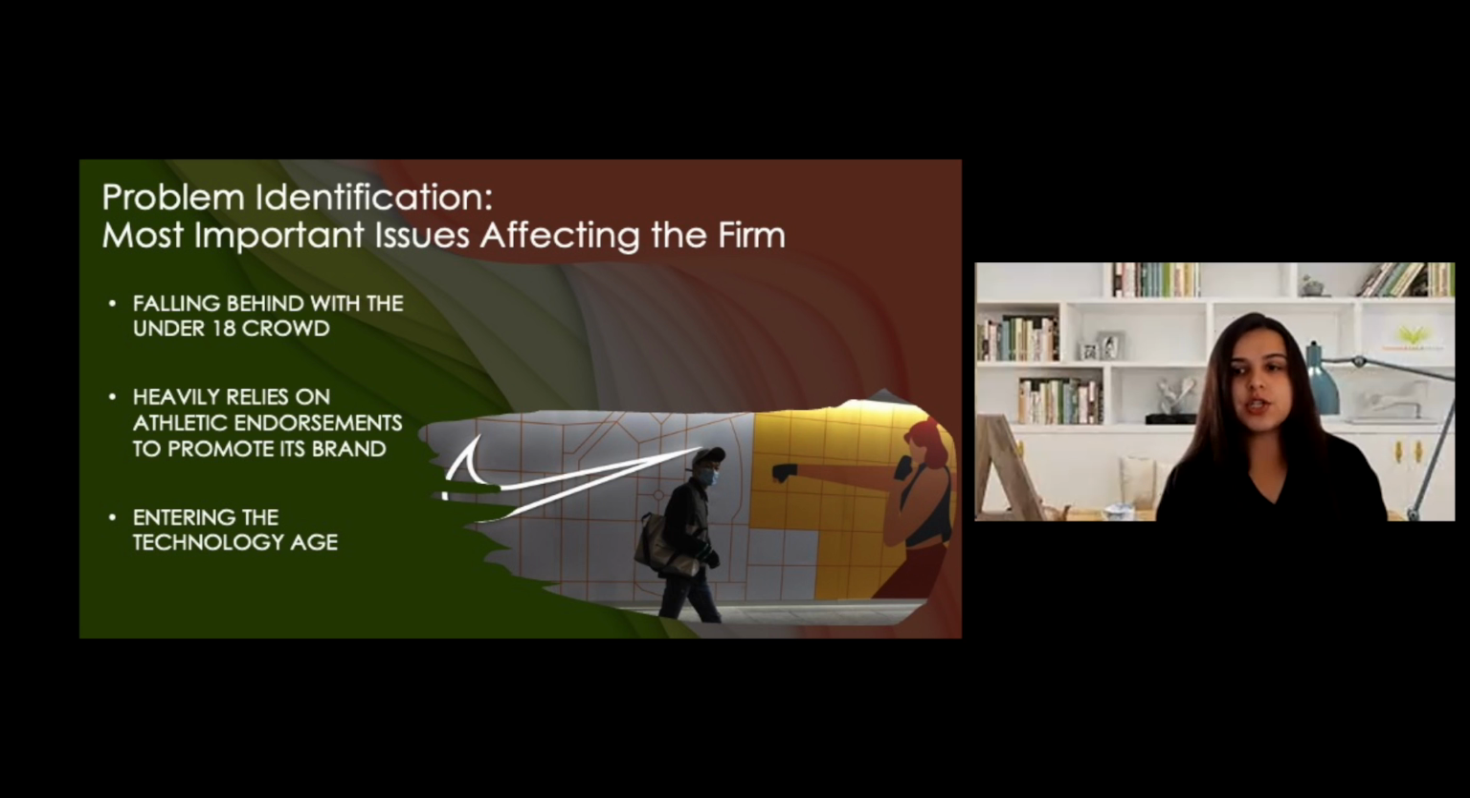The third issue is for Nike to tap into this technology age. The CEO worries that they will not stay competitive and continue to grow, especially because companies like Lululemon, Adidas, and Under Armour are really connecting their products with their technology. These three issues are really important in making sure that the firm is not being affected.